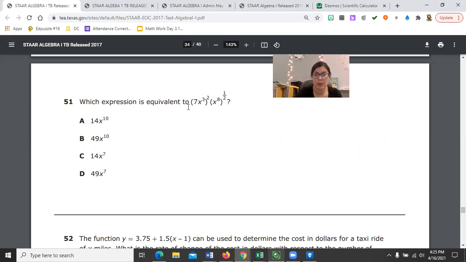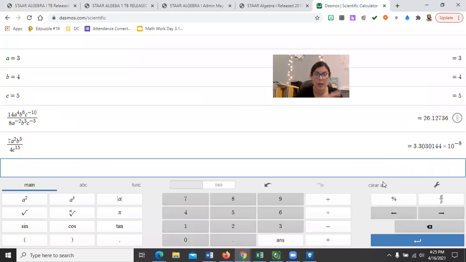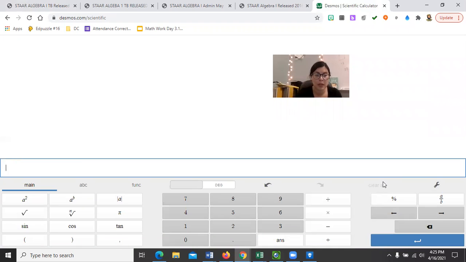Okay, so how many letters do we have? We just have one. What's the number that we use to store? 3, because it's the first non-special number. So I'm going to clear all. You have to clear all because you already have stored something. So we're going to put x equals 3.